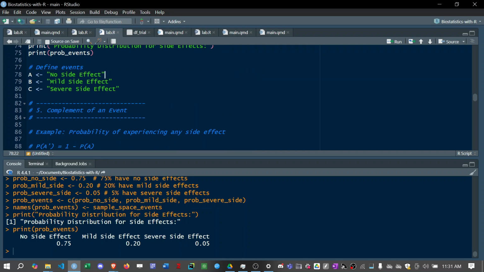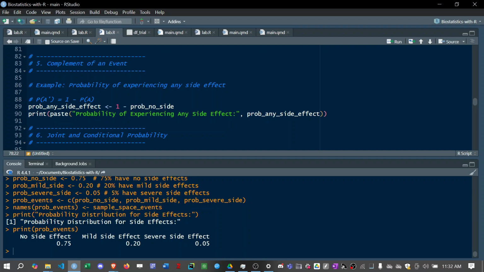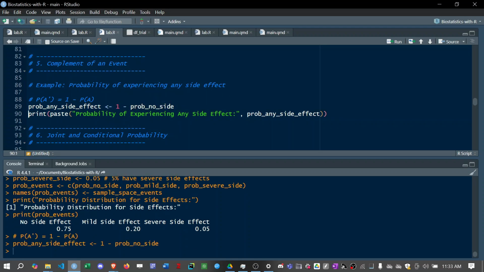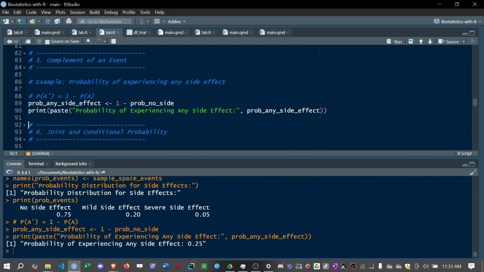Now I'm going to define these events in various variables A, B, and so on, starting with the complement of an event. The probability of experiencing any side effects is going to be 1 minus the probability of no side effects, which I explained earlier on. When you run this, you get the probability of any side effects, which is 0.25.